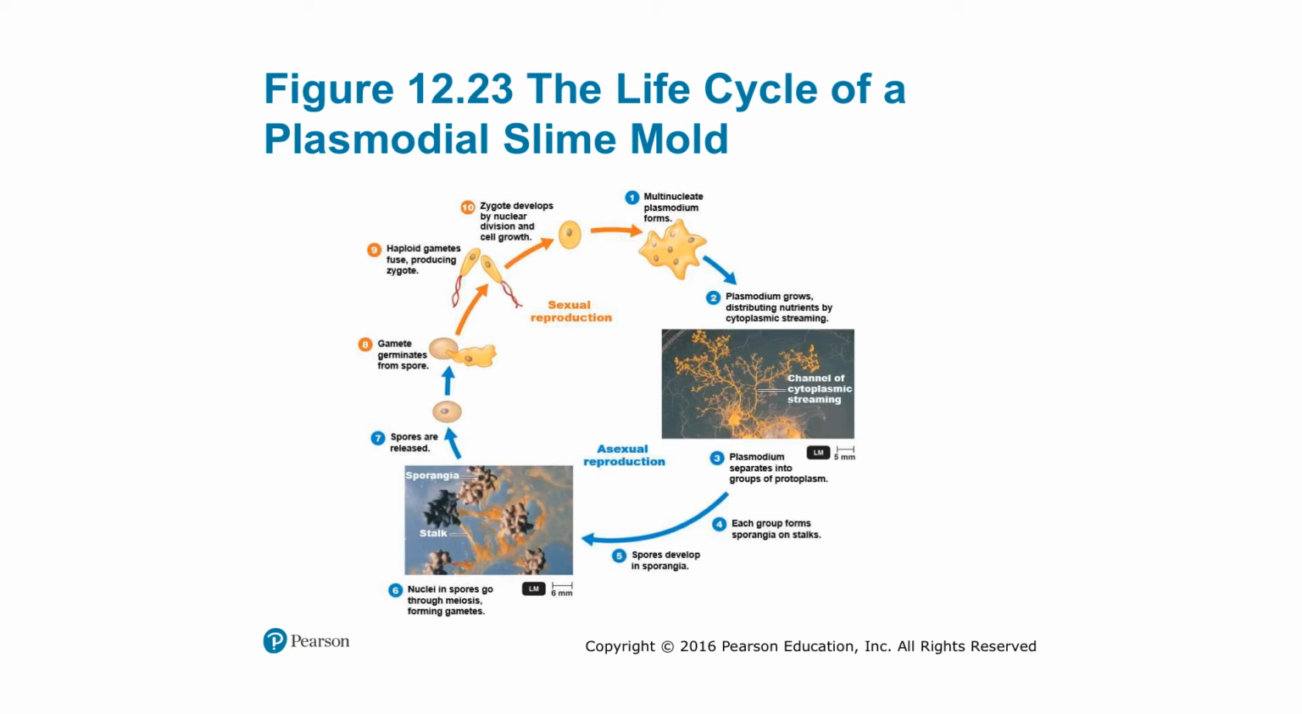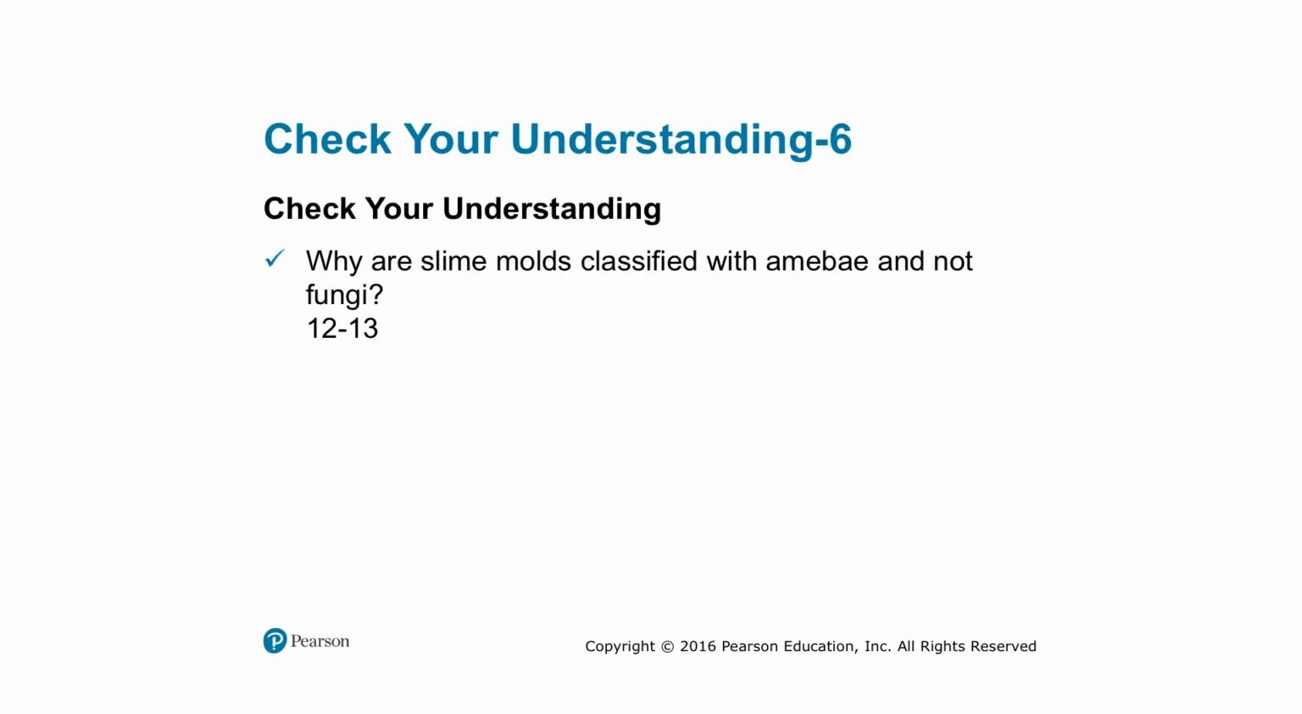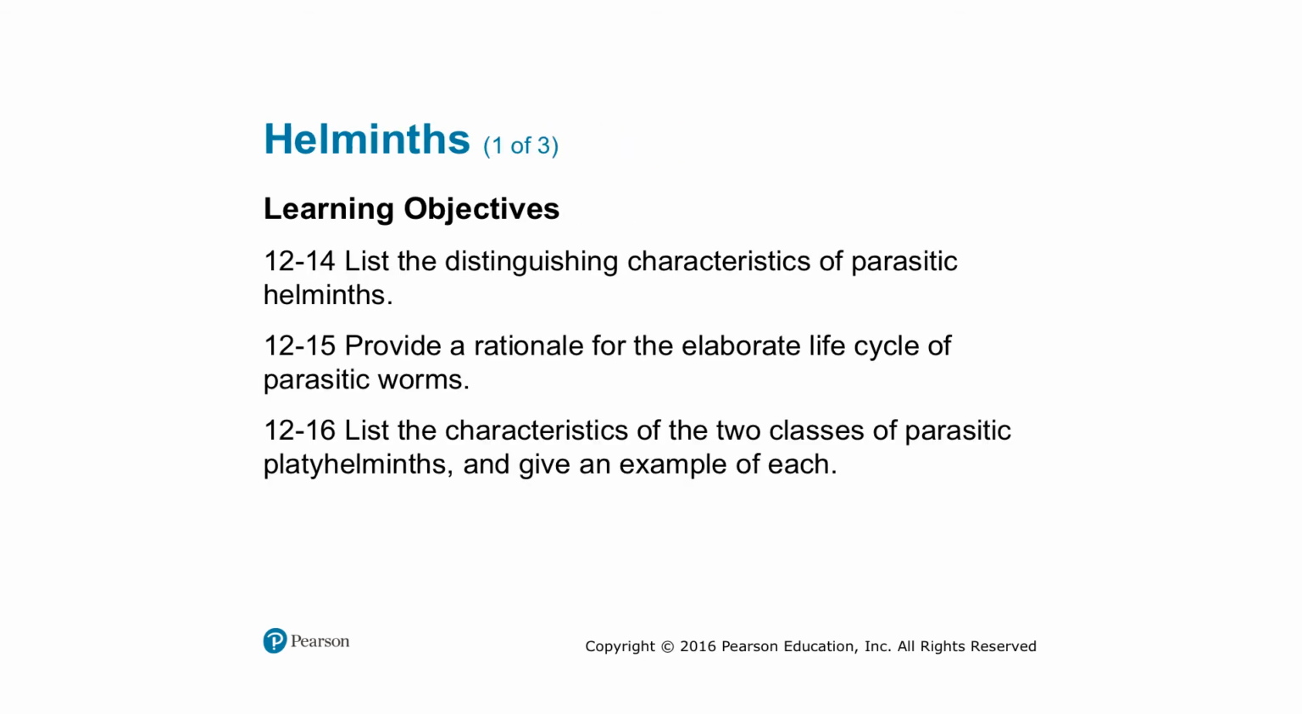Now, one really interesting thing, and one thing you want to pay attention to, is the differences here between the sexual reproduction side and the side that's not sexual reproduction, the asexual reproduction. So it can continue to grow and essentially continue to live by asexual reproduction, but it needs this sexual reproduction to get that genetic diversity. So here's your check your understanding question for the slime molds, and you need to be able to describe this to me for the exam.